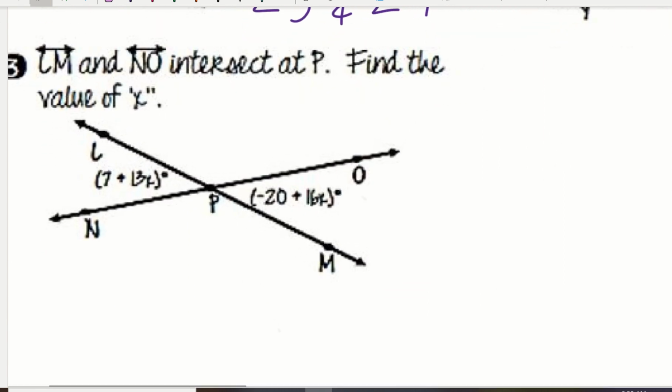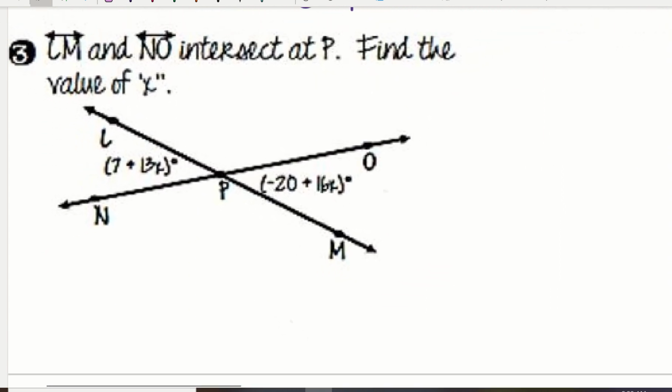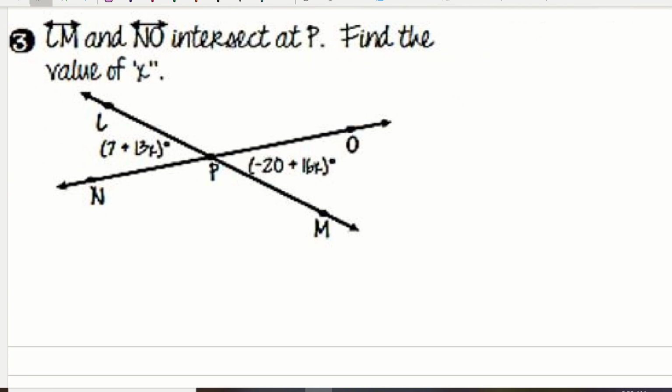Number 3. I need to find the value of x. So what did we just say about vertical angles? They are congruent. So how should I set up an equation for this one? One of them equals the other. That's it. 7 plus 13x equals negative 20 plus 16x.